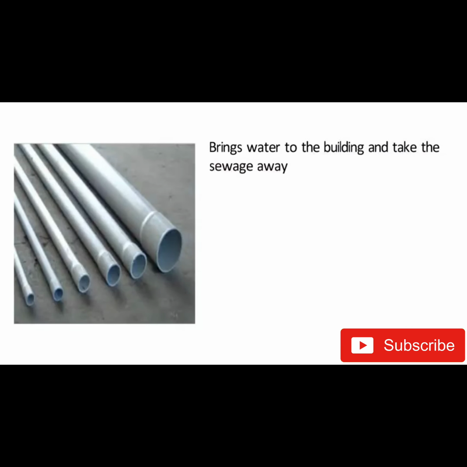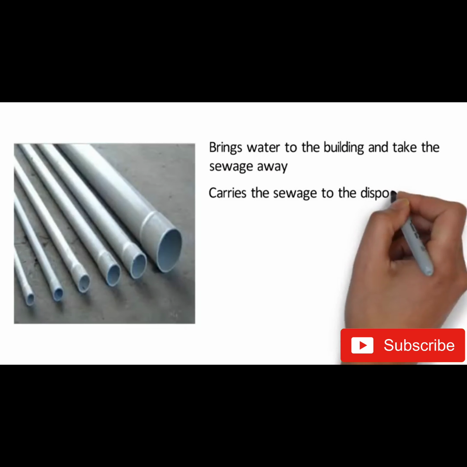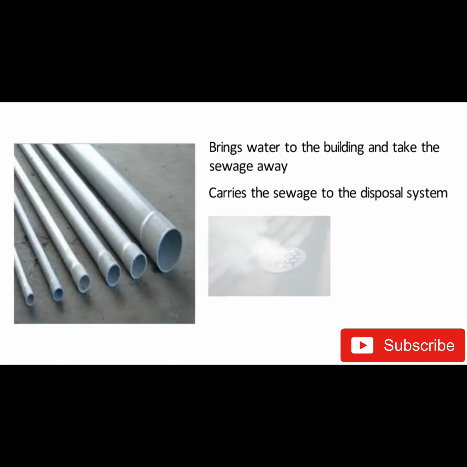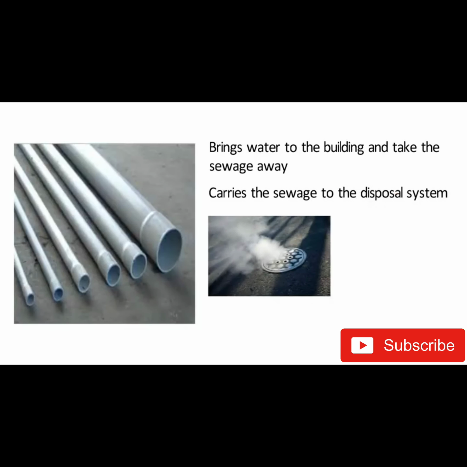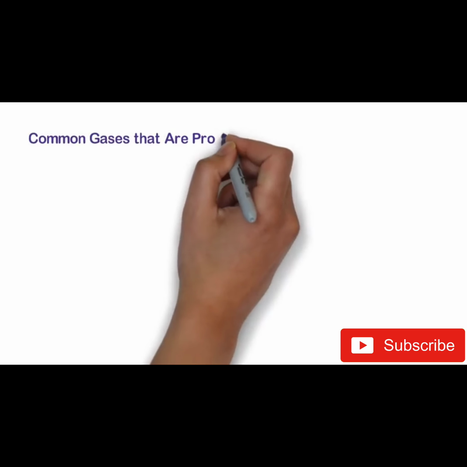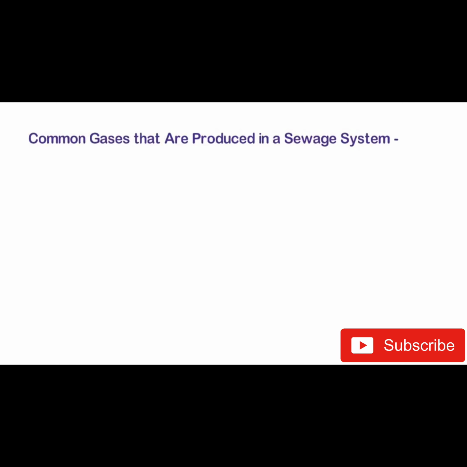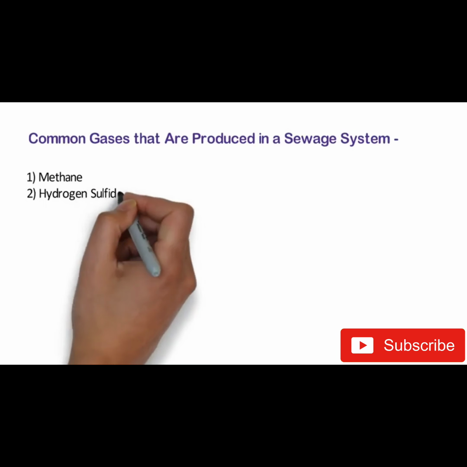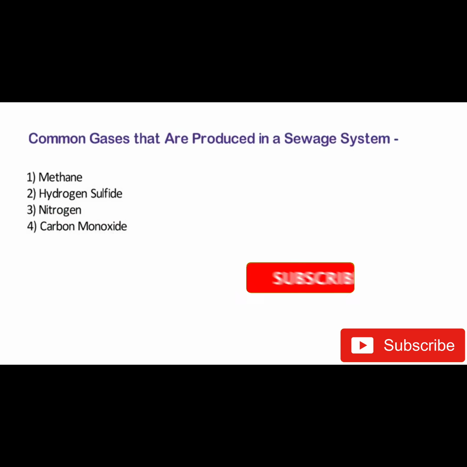The sewer pipe is the pipe which carries the sewage to the disposal system. Sewer gas is formed in the natural breakdown of solids in wastewater due to the activity of bacteria. Sewer gas may not only have an offensive odor, it may include methane, which is potentially combustible. Common gases that are produced in a sewage system are methane, hydrogen sulfide, nitrogen, and carbon monoxide.